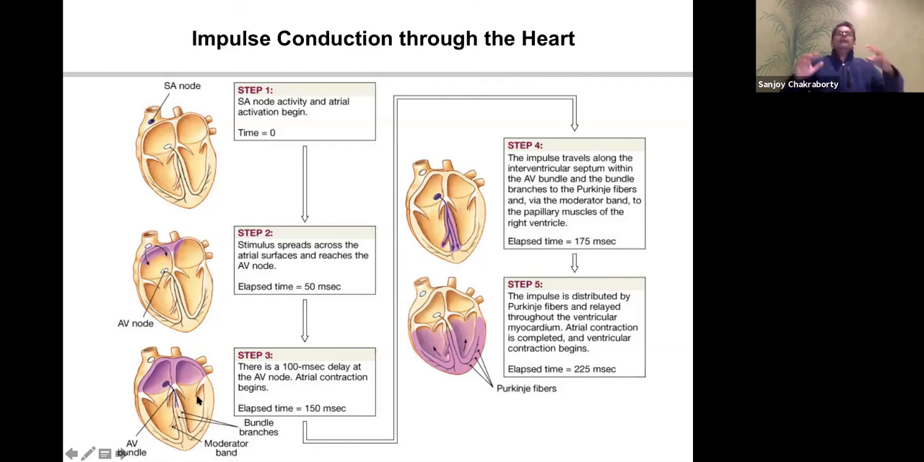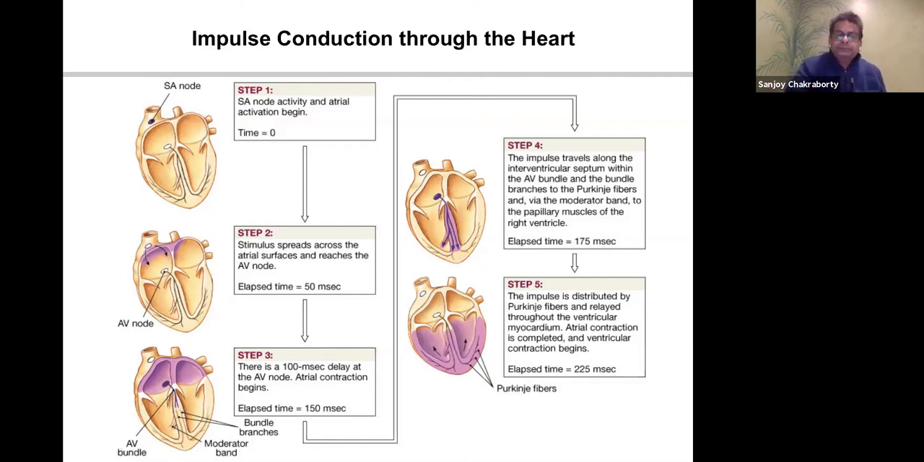In other words, think about it. If every single person is going to Manhattan and they're driving through Midtown Tunnel, no matter when you go, there is always a bottleneck of traffic, because many cars are coming from multiple directions, but there's only one way to go. So from Midtown Tunnel, you go to Manhattan. That's why you have all the traffic all the time. Same thing here. All the signal is going through the AV node, so that bottleneck will make a delay. And that 100 millisecond delay has a physiological advantage in this case.